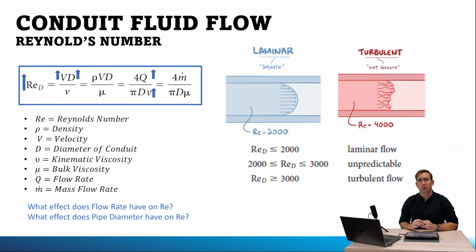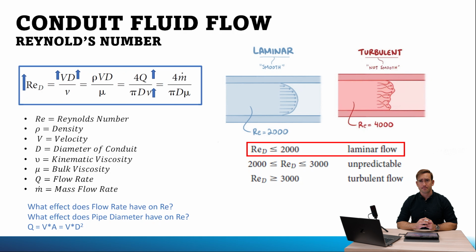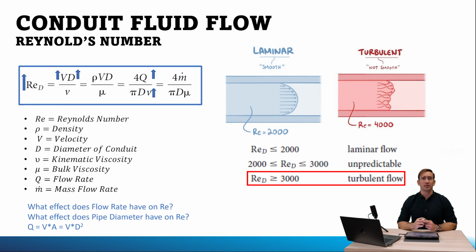So, as we've discussed before, Reynolds number, if it's less than or equal to 2000, will yield laminar flow. Over 3000 will be turbulent flow, and somewhere in the middle is a little bit unpredictable.